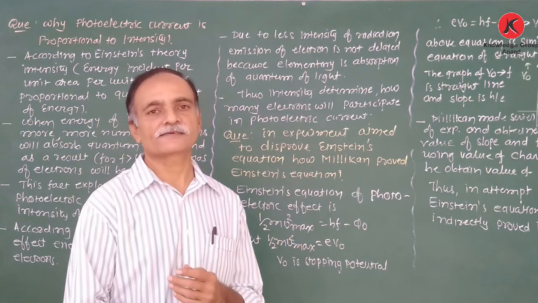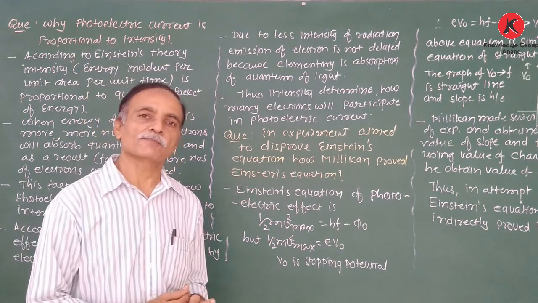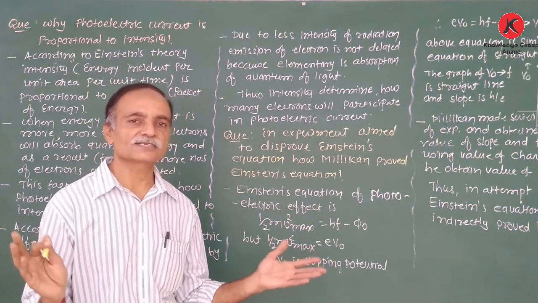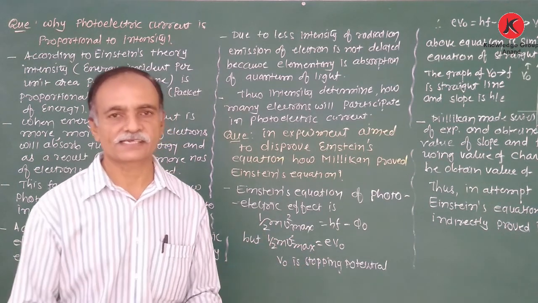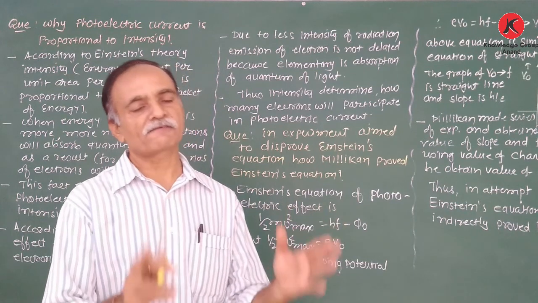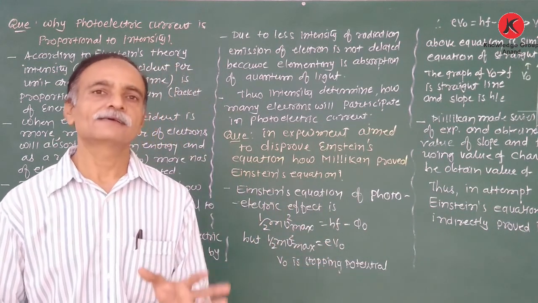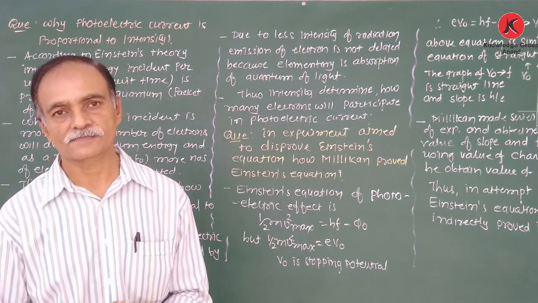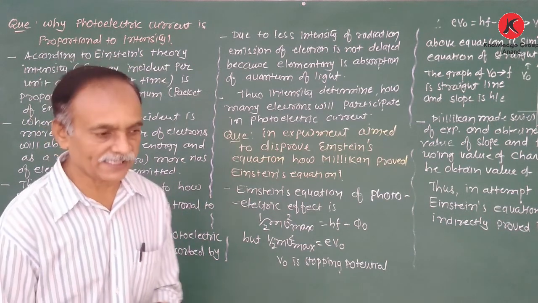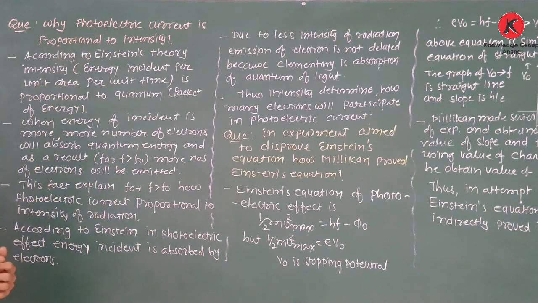Einstein also explained that the frequency is important to produce the photoelectric effect. The intensity is not important. Any intense light can produce the photoelectric effect as long as the frequency of the incident radiation is greater than the threshold frequency. Right? Okay. After that, now, why is the photoelectric current proportional to the intensity of incident radiation?